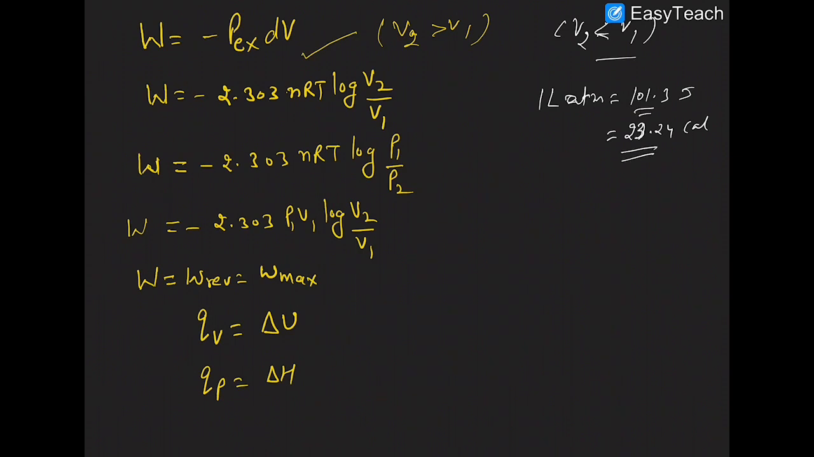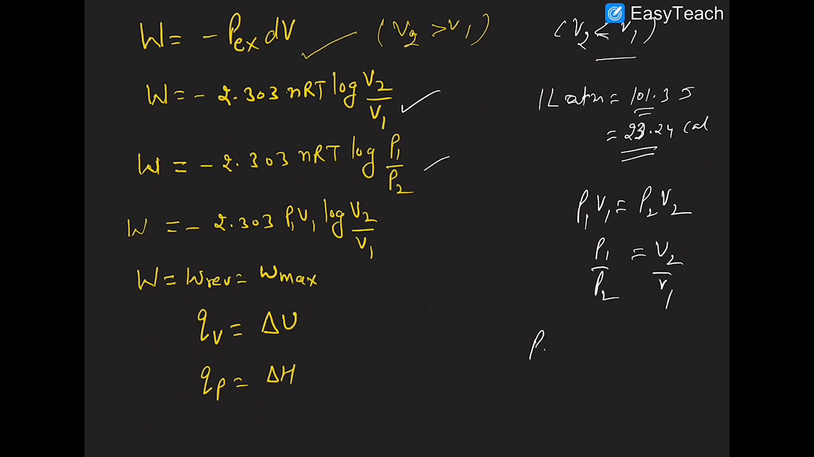Okay, now work done in case of isothermal expansion is minus 2.303 nRT log V2 by V1. Now in case of expansion, P1 V1 equal to P2 V2 under isothermal conditions. So in place of V2 by V1, you can put P1 by P2. So that is the answer you will get.